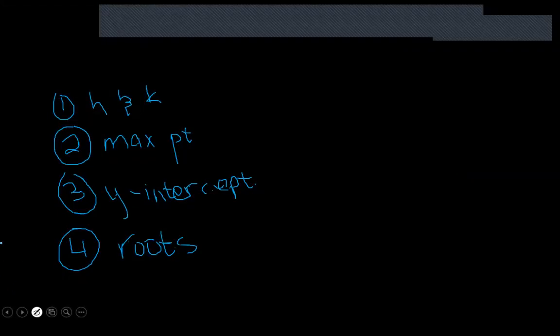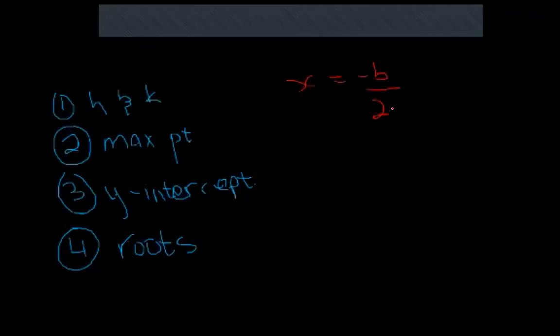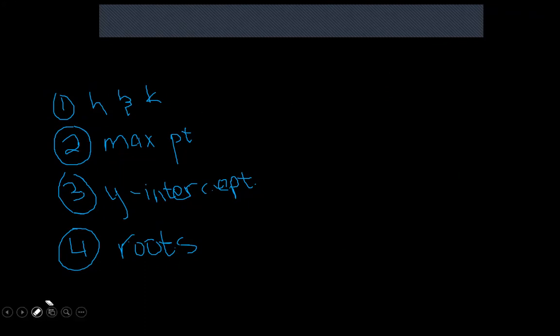So I said these are the four main things you need to have when sketching this graph, right? If they ask you to identify the axis of symmetry, well, then you know what to do. The axis of symmetry is x is equal to minus b on 2a, right? And if they ask you to find the maximum or minimum value, then all you have to do is look at your value for k, and that's your maximum or minimum value. But these are the four main things you need to sketch this graph.